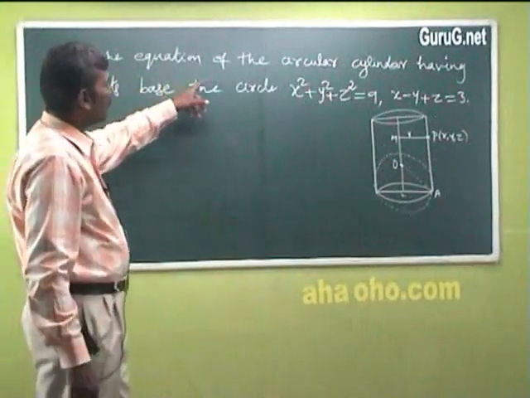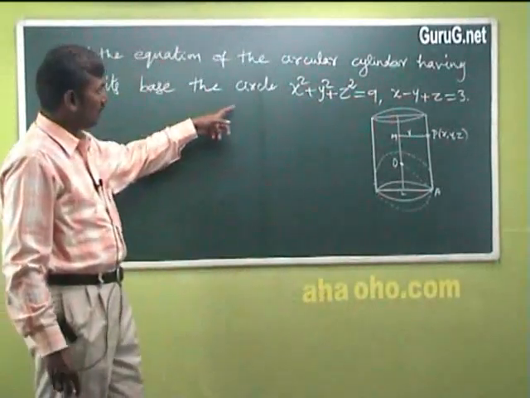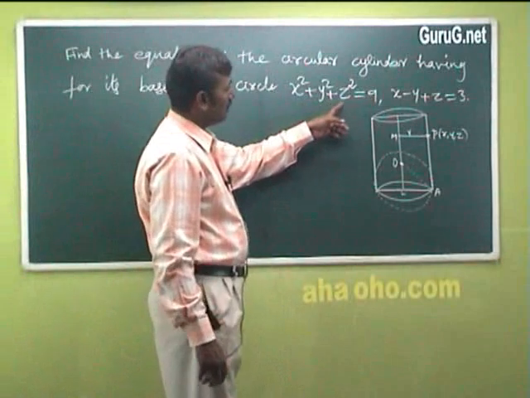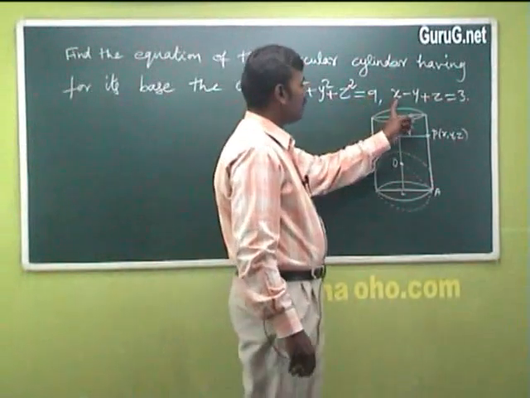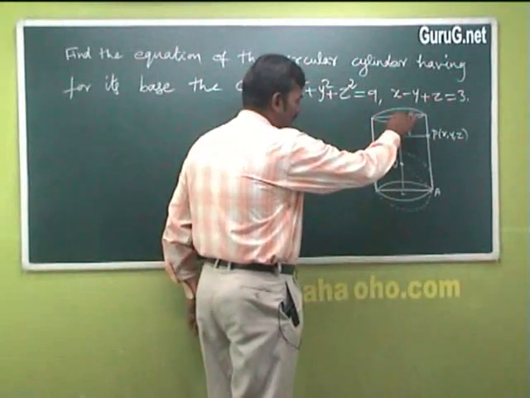Find the equation of the circular cylinder having for its base the circle x square plus y square plus z squared equal to 9, x minus y plus z equal to 3. So what will be the equation of this axis?